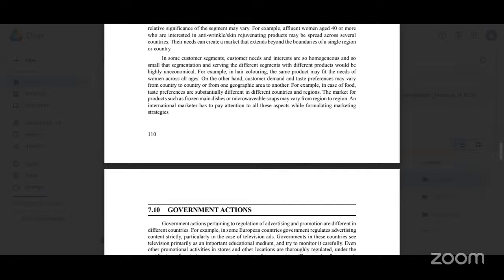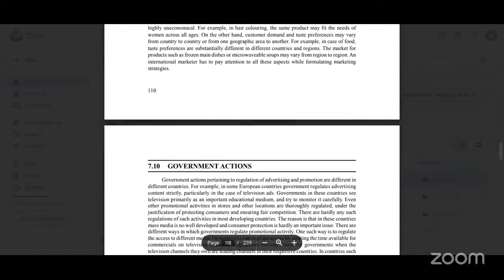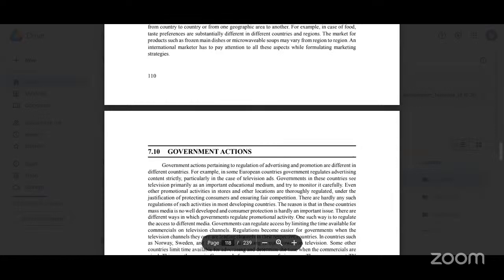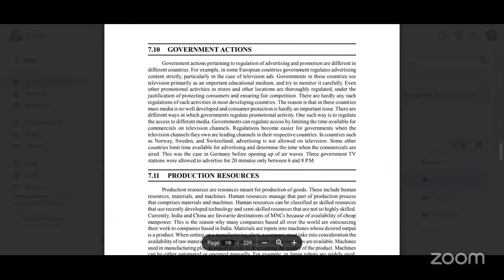So if we were to take food into consideration, the taste preferences are substantially different in different countries and regions. Accordingly, whether we are selling frozen main dishes or microwavable soups, that may differ. Whether we are selling a veg variation or a vegan variation or even a non-veg variation, that is also of consideration to a company in terms of how many offerings they have to give across different geographies.